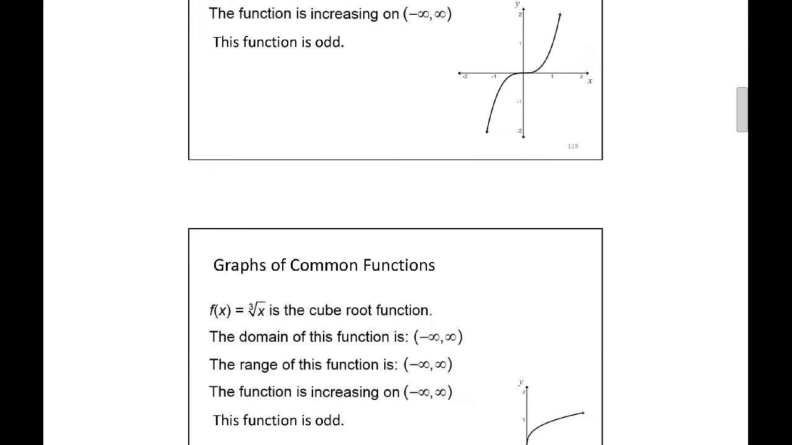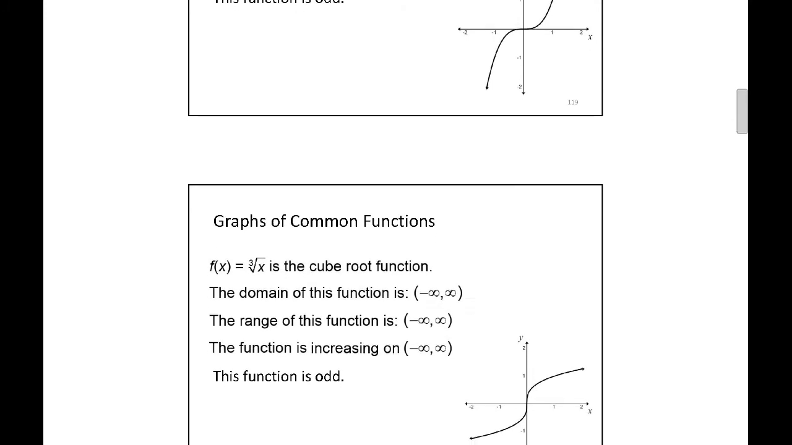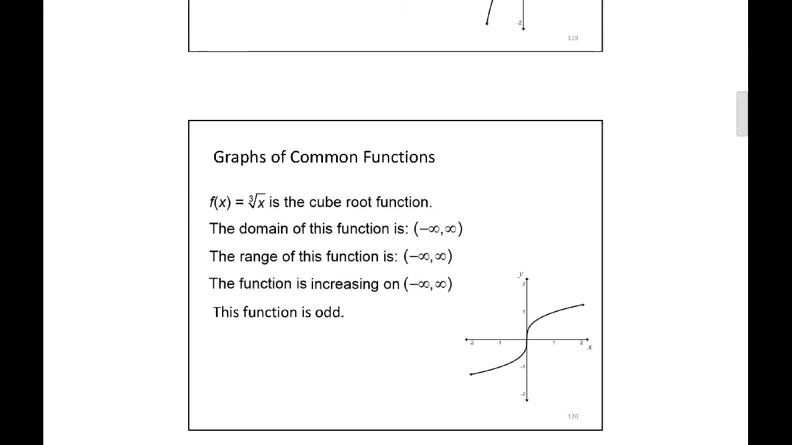For our last function, we have the cube root function. f(x) equals, and this is similar to the square root, but we have an index of 3, notated right here. And this is the inverse of the x cubed function, which is why they're next to each other. It has some similar behavior, but it is reflected across the line y equals x. The domain of this function is minus infinity to infinity. The range of this function is minus infinity to infinity. This function is increasing on that same interval, minus infinity to infinity, and this function is also odd.